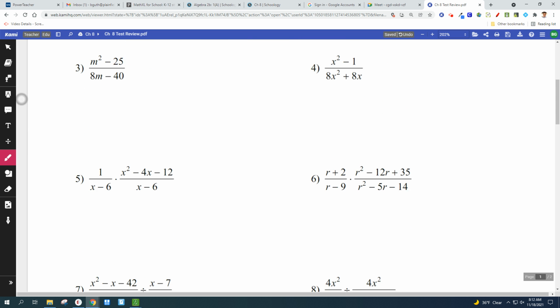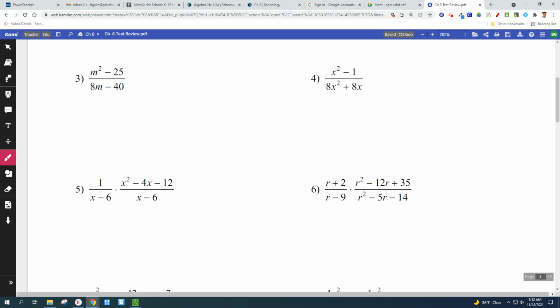We're still reducing fractions, but now we're going to have to factor. You need to recognize the difference of squares pattern. M plus 5, M minus 5. You have to factor because you can only cancel things that are multiplied. On the bottom, I see a GCF of 8. Take out 8, you've got M minus 5.